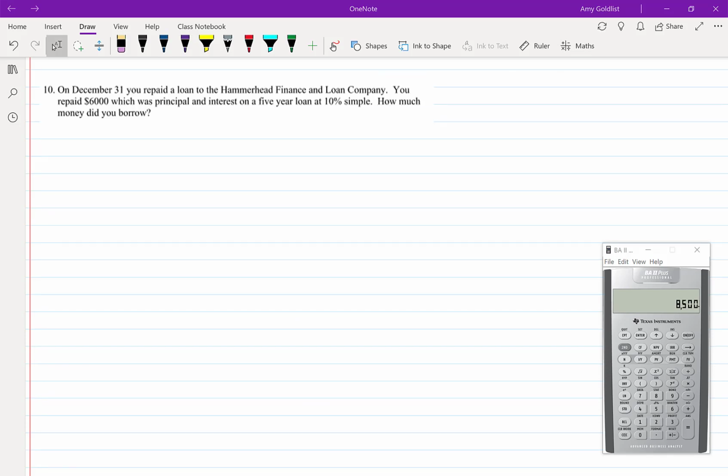Okay, let's do another one like this. On December 31st, you repaid a loan to the Hammerhead Finance and Loan Company. You repaid $6,000, which was principal and interest on a 5-year loan at 10% simple. How much money did you borrow? Well, in this case, I don't know I or P. I need to use this future value. P equals FV divided by 1 plus RT.